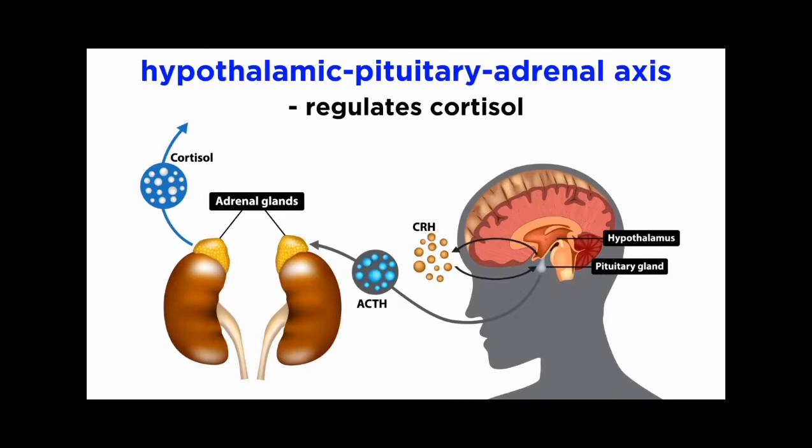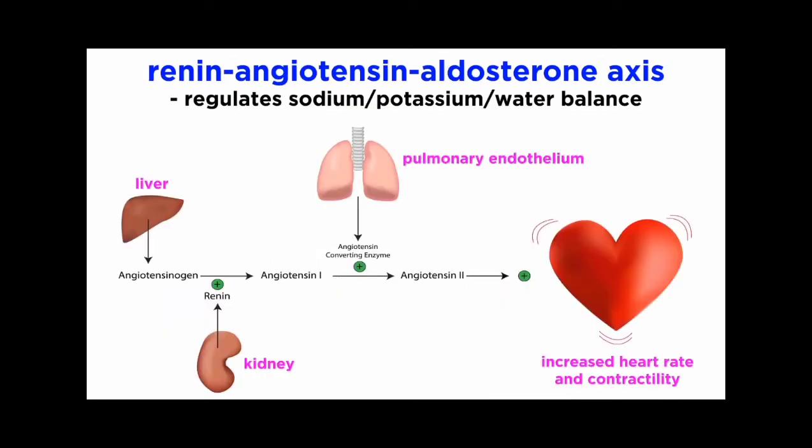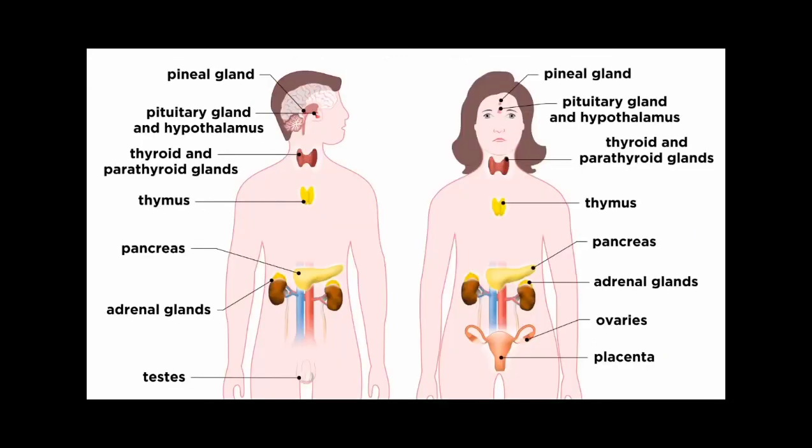These structures map out the major hormonal axes of the body, those being the hypothalamic pituitary adrenal axis, which regulates cortisol, and the renin angiotensin aldosterone axis, which helps to regulate sodium, potassium, and water balance. Those are the organs of the endocrine system.